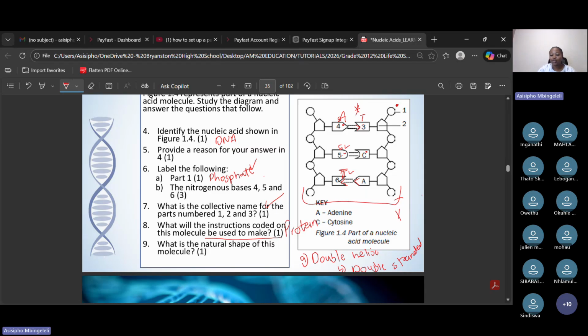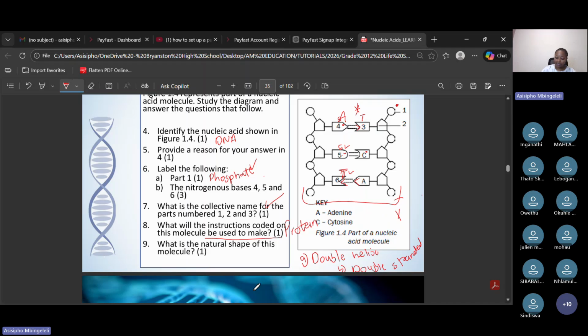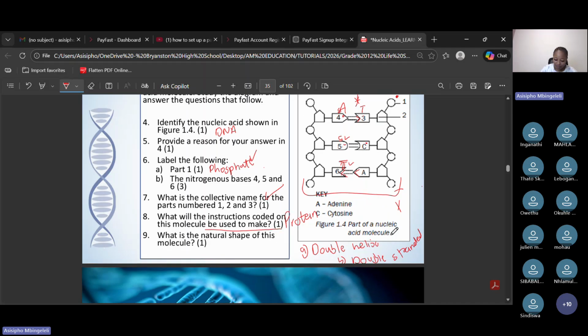Okay, I need to now see people that said the shape of the DNA is double-stranded. Please do raise a hand if you said double-stranded. Okay, I can still see that there's a few people. The correct answer is double helix. If you wrote double-stranded, you will be marked wrong.